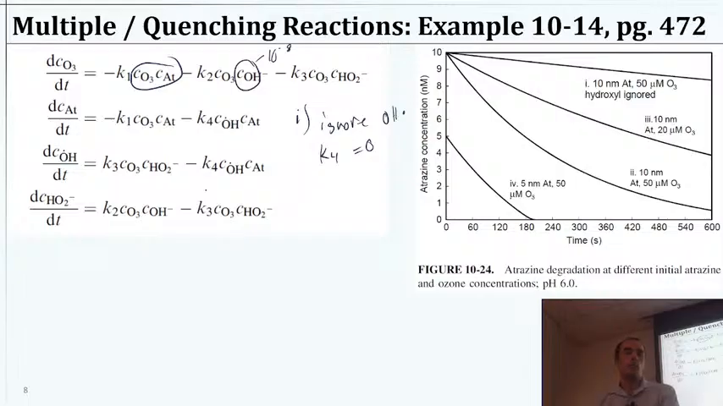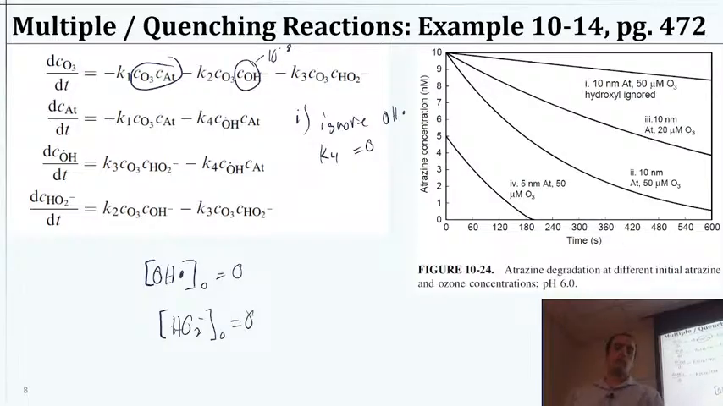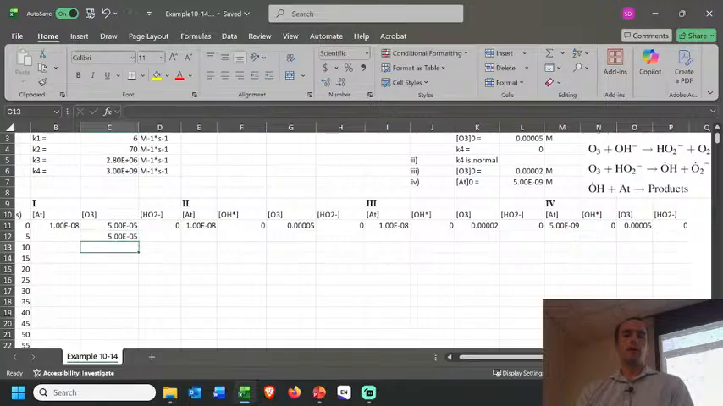Yeah. So we're going to assume that the hydroxyl radical initial should be 0 because we've not done anything to form it yet. And the HO2 minus initial should also be 0. So that's what I did in my Excel file to say what we're starting with: well, no fancy reactions have happened, so hopefully those would be 0, or that would be a fine assumption to make.